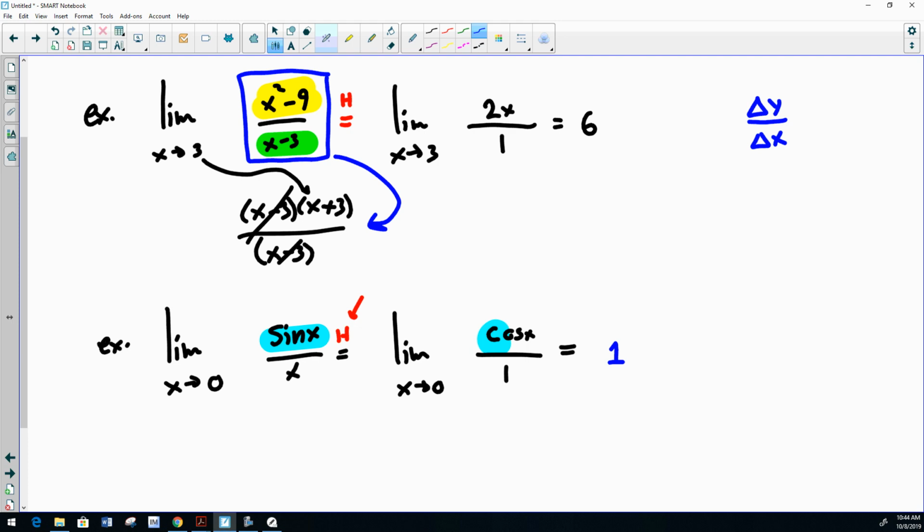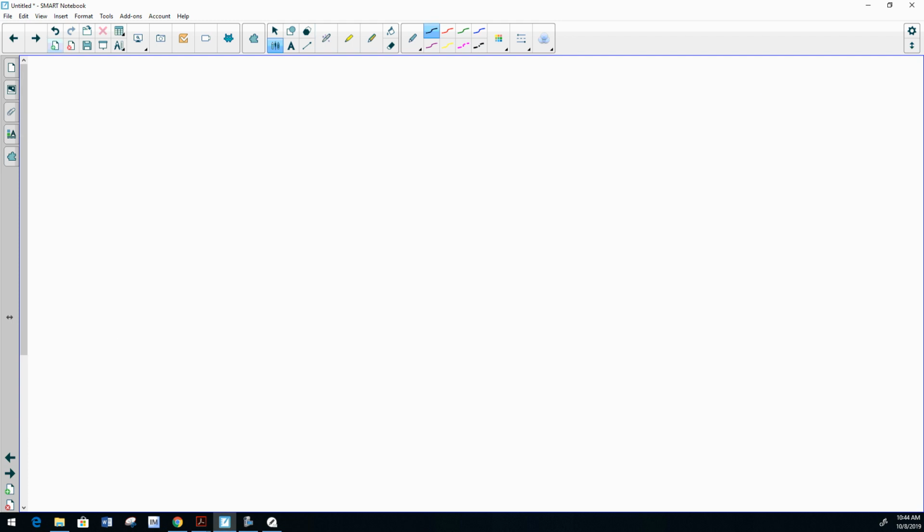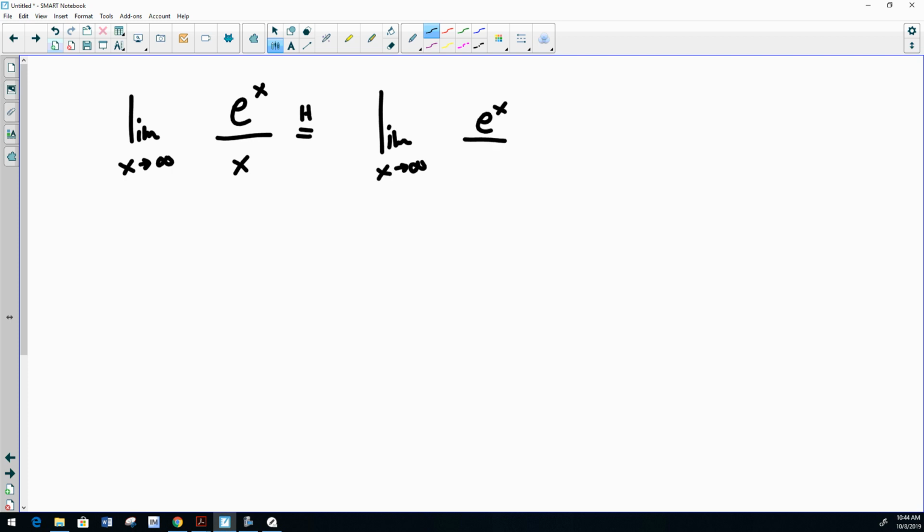if I plug in infinity, do I get infinity over infinity? I do. Now that we have more skills available to us, we can put a little h here. The derivative of e to the x is e to the x. The derivative of x is 1. I'll try plugging it in again. So e to the infinity is infinity, and that's our final answer.